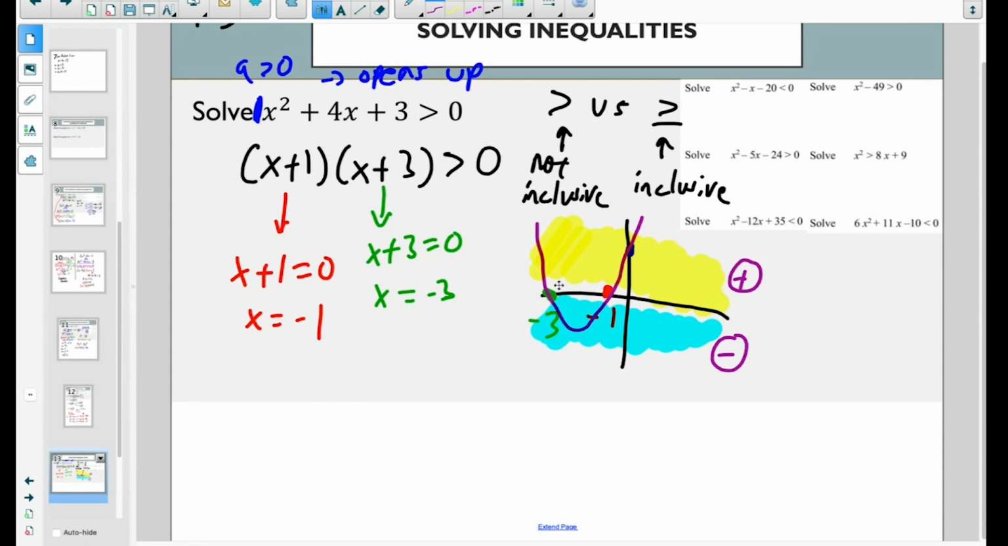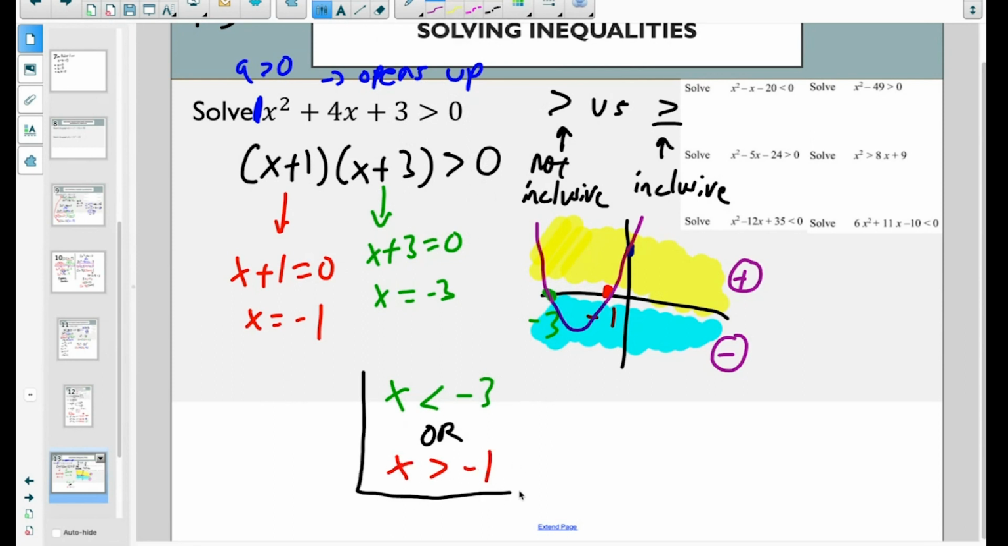What that means for our answers is that we're looking at when it is positive. So we can say that x has to be less than negative 3. If we're looking at this portion here, x has to be less than negative 3. Can it be equal to negative 3? The answer is no, because we want it to be greater than 0. If it was equal to negative 3, it would be 0, and that's not what we're looking for. So that's one answer. And your second answer is, if we're coming along this way towards the right, x has to be greater than negative 1. So x is greater than negative 1.